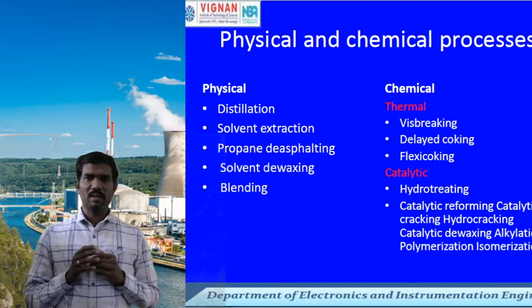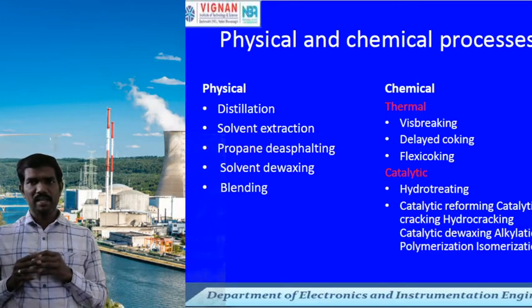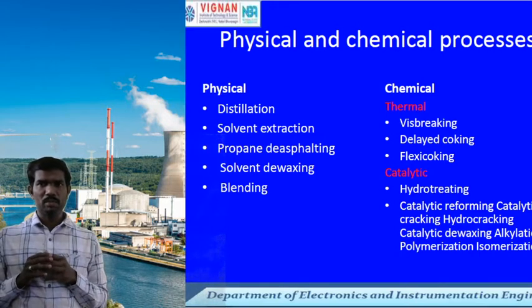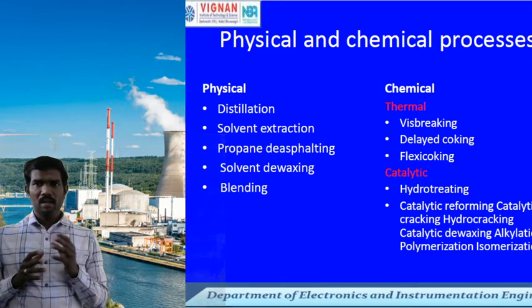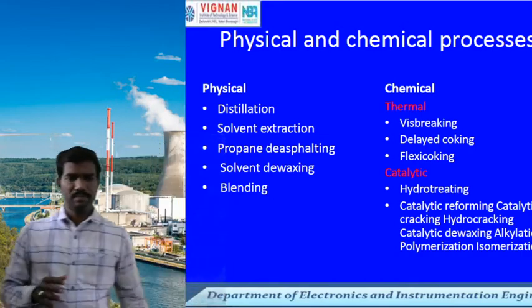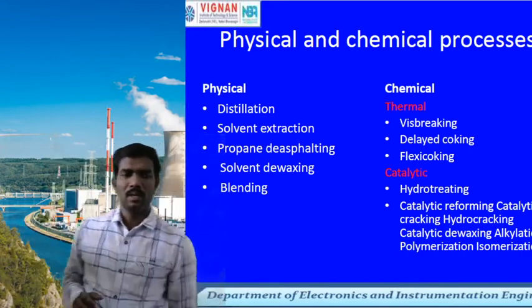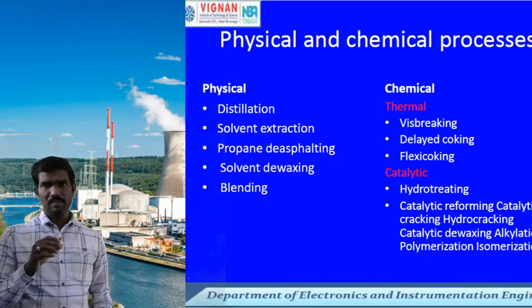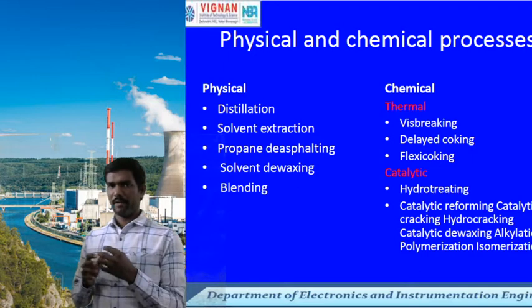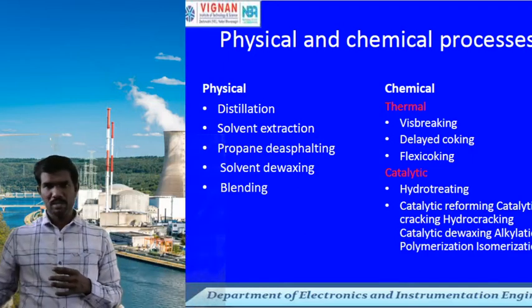In the thermal process we have three methods: visbreaking, delayed coking, and flexicoking. While coming to the catalytic methods, we have hydrotreating, catalytic reforming, cracking, hydrocracking, and catalytic dewaxing. So these are the different methods processed in the chemical process of oil refinery operations.